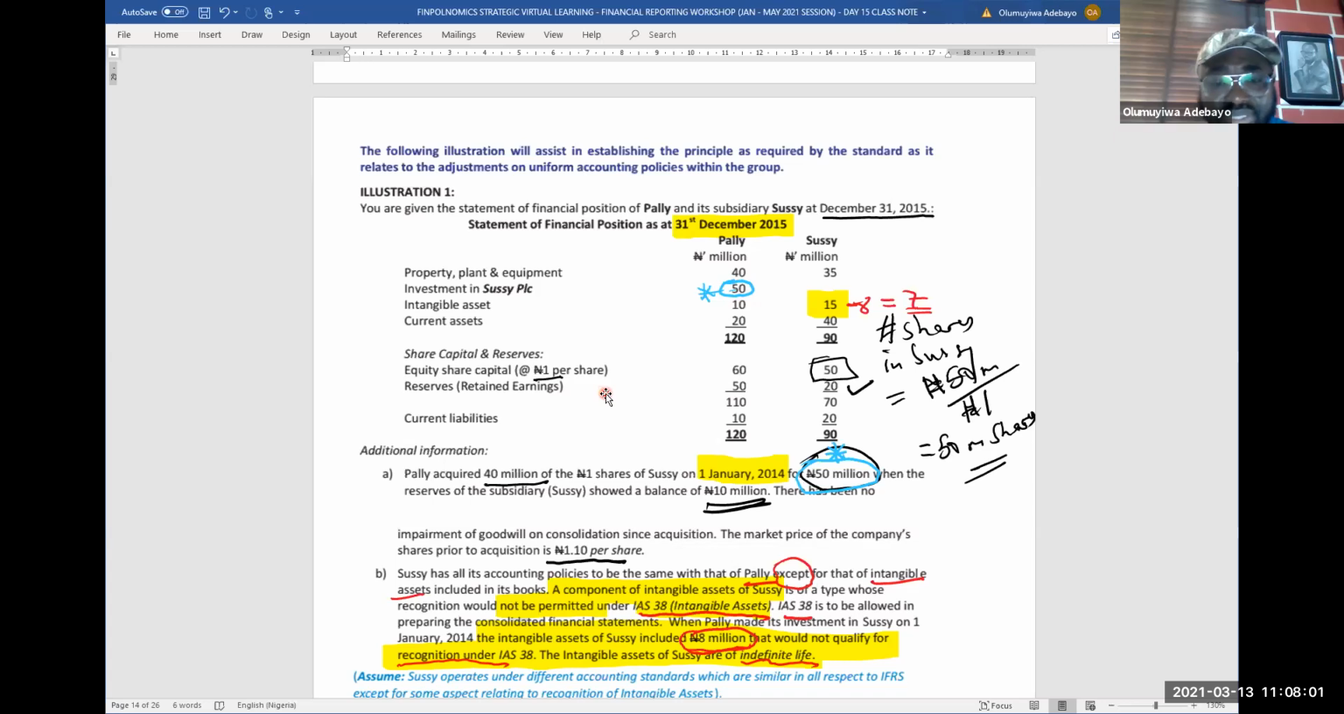No, that's not the question. Okay. Do you buy shares at nominal value? The 1 naira is just to tell you there is a nominal value. That has nothing to do with how much you buy the company. I'm saying that this 50 million, they told us here the investment in SUSI PLC is 50 million. They told us also that it is 50 million. But what if they're not the same? What will have happened?